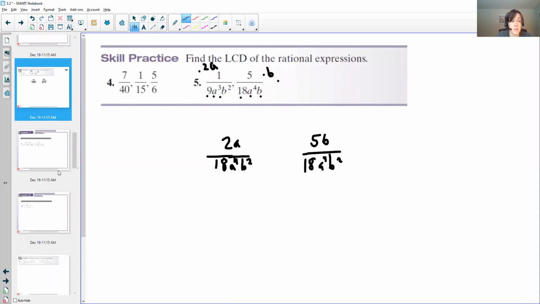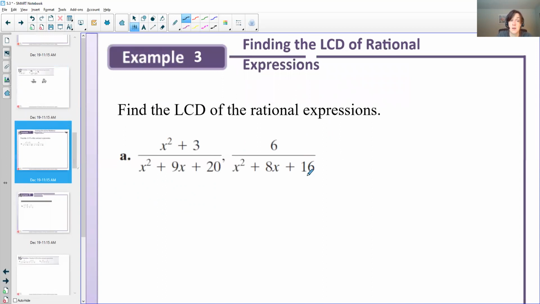Okay. This gets a little more complicated when we've got more stuff going on, right? So the first step is always to factor. So take a look at what you have here and think about how to factor it. Well, take it one piece at a time. I know I don't have to do anything to the 6. And the x squared plus 3, that's not a difference of squares, it's a sum. There's nothing to factor there. So that's actually prime. I'm going to leave it alone.